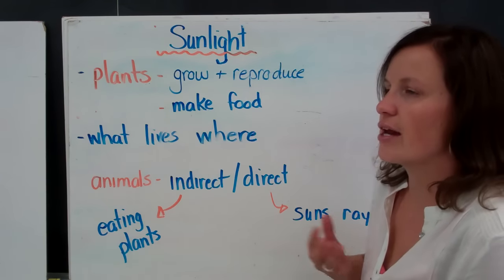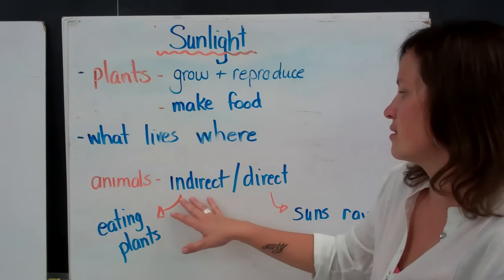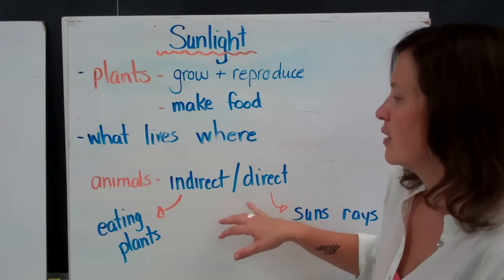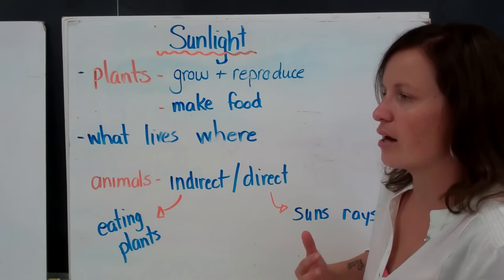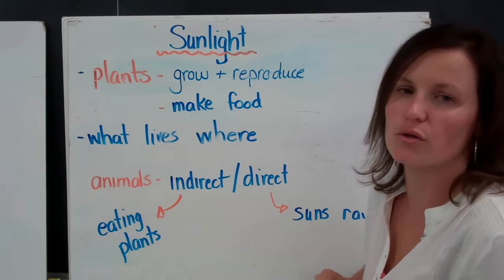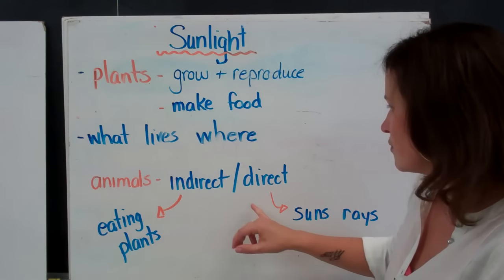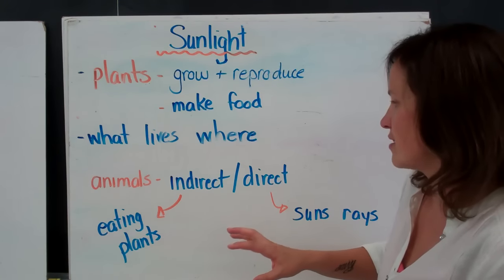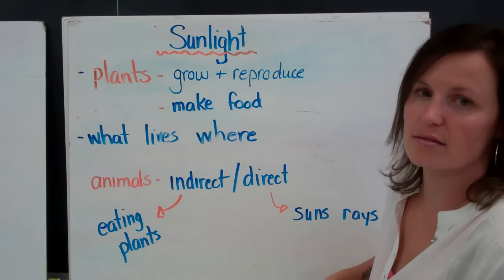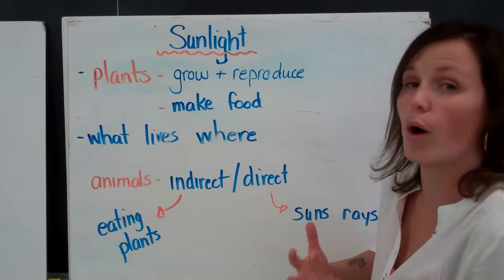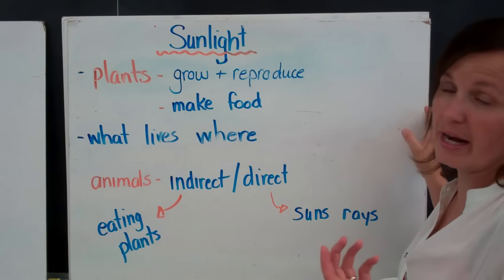Animals can get energy from sunlight in two different ways, indirectly and directly. Indirect is when they consume plants, and the energy from the plant is transferred to the animal when it eats it. Direct energy from the sun is the sun's rays. If we think about snakes, they require the sun's rays for warmth to keep their body temperature at an ideal temperature.